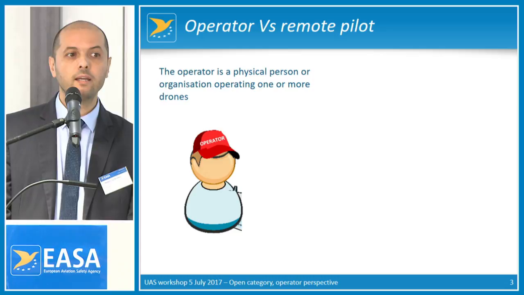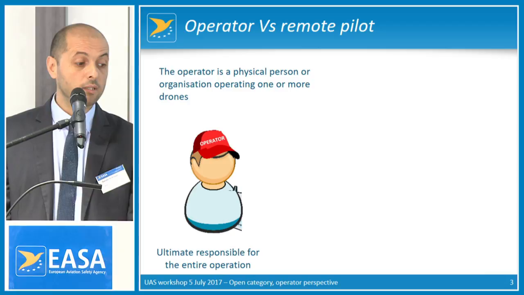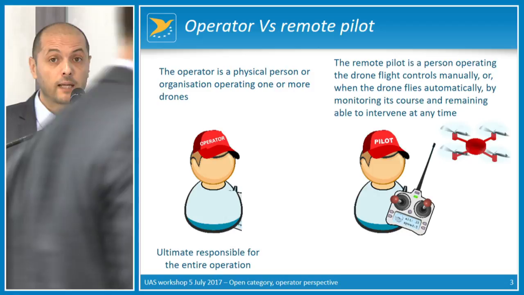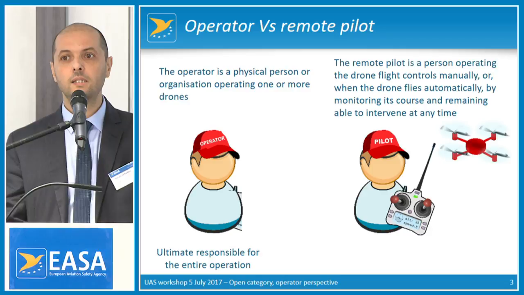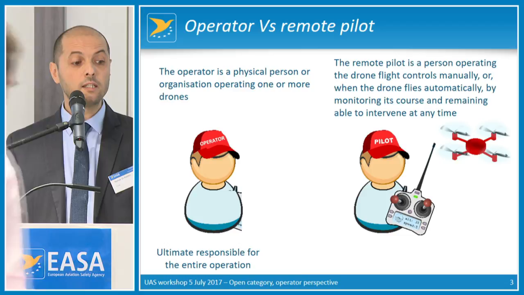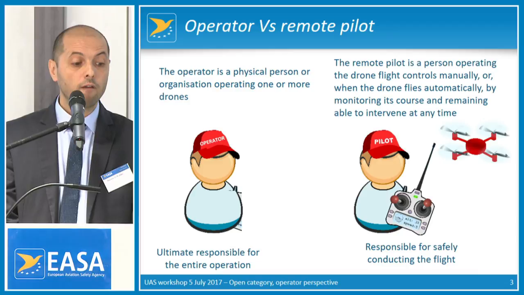The operator is either a physical person or an organization that operates one or more drones. This is a concept that we already have in our operation regulation for manned aviation. And he is the ultimate responsible for the entire operation. On the other side, the remote pilot is a person that controls the aircraft, either directly, manually, or in case of a more automatic system, he just monitors the aircraft. But the important thing is he is always able to intervene at any time. So he has responsibility for safely conducting the flight.